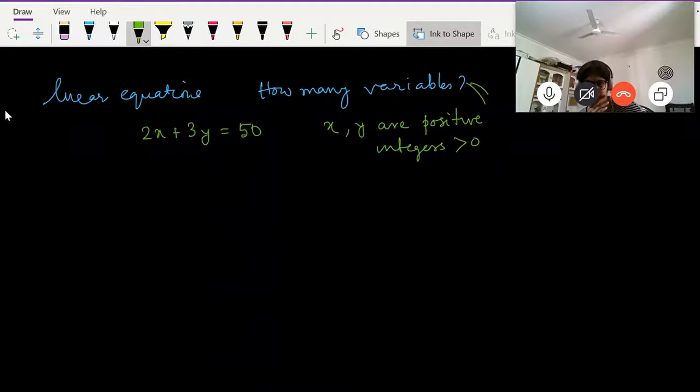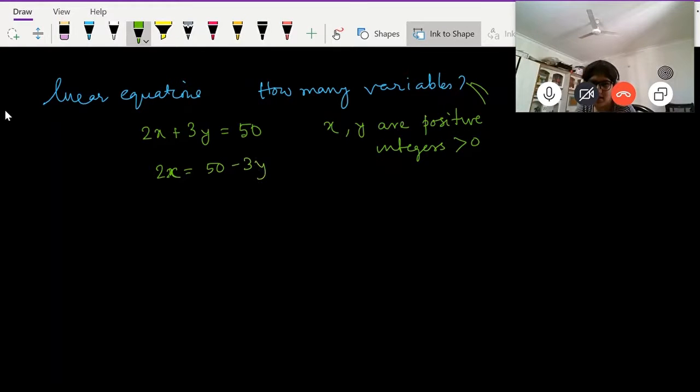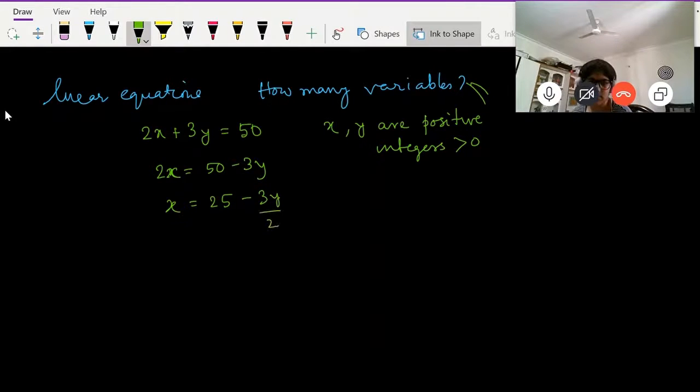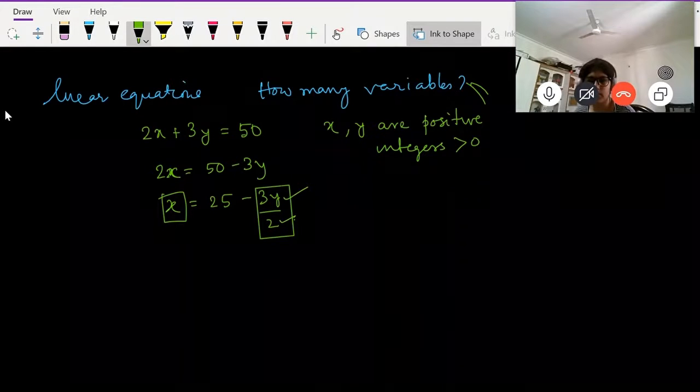So first we should write the equation by separating x and y. Then 50 minus 3y. So x is equal to 25 minus 3y by 2, right? And we know that x is an integer. So x will be an integer only when 3y by 2 is an integer, right? So that means y has to be a multiple of 2, correct?